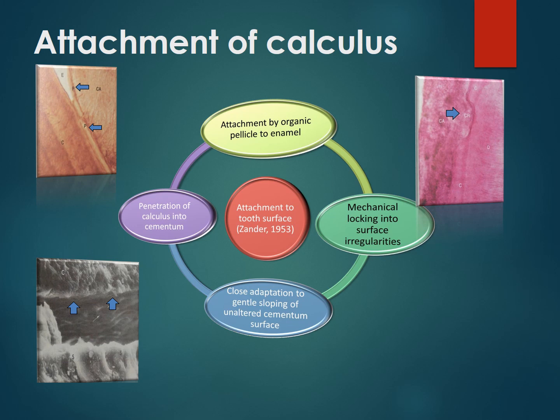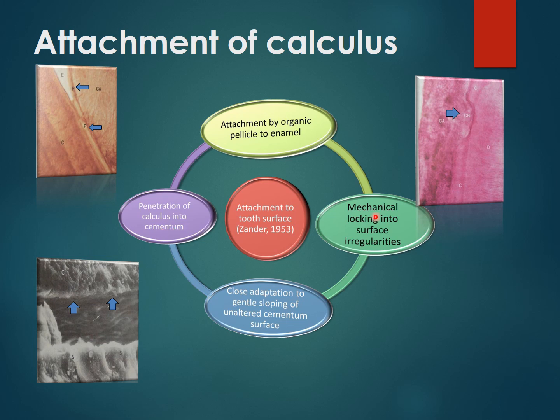Coming to the attachment of calculus, there are four modes of attachment. First one is attachment by organic pellicle. It can be attached to enamel or cementum by organic pellicle. Calculus will be attached to the pellicle on the enamel and the cementum surface by this mode, and it can be attached to the cementum by mechanical locking into surface irregularities, close adaptation to gentle sloping of unaltered cementum surface, and penetration of calculus into the cementum.